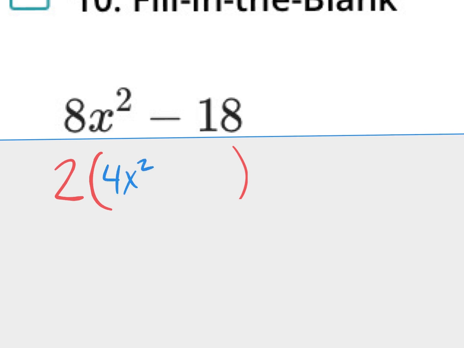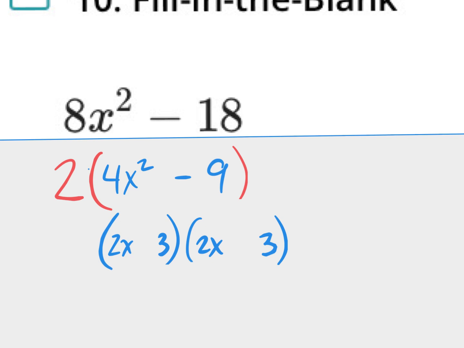And when you pull out a 2, 2 times what gets you back to negative 18? 2 times negative 9 will get you back to a negative 18. Okay, so now when we look at the inside of the parenthesis, we have a perfect square binomial, a difference of two perfect square terms. So we could continue factoring that by square rooting 4x squared, putting it right there, and square rooting 9 and putting it right there. So what is the square root of 4x squared? That's 2x. And what is the square root of 9? That's 3.